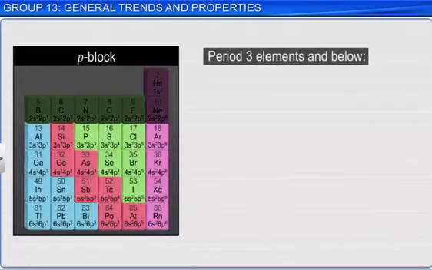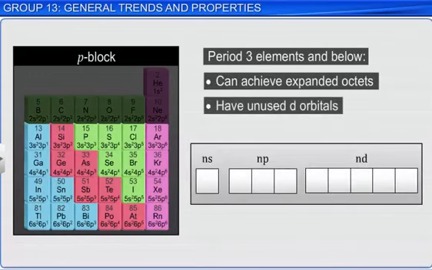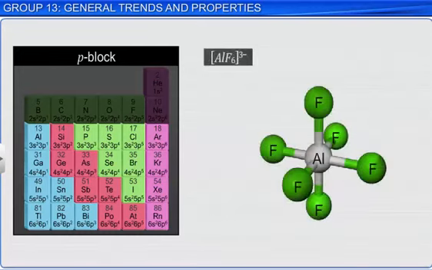The elements in period 3 and below can achieve expanded octets. Since these elements have unused d orbitals, they can have more than 8 electrons. Therefore, we observe the hexafluoroaluminate ion.